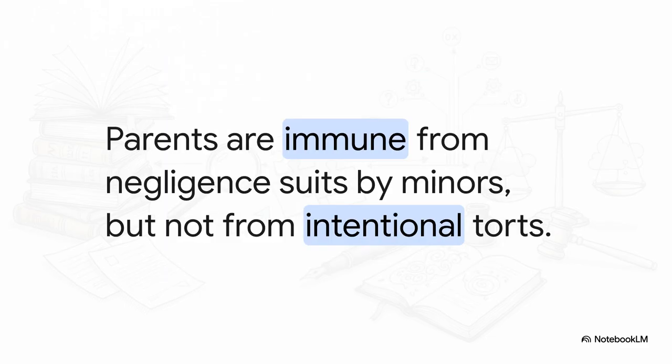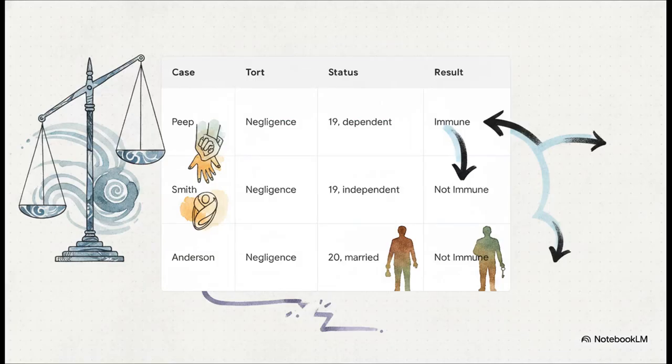From that first batch of cases, we can extract an initial synthesized rule, isolating negligence and minority status as the key variables for immunity. We see that a parent is immune from a negligence suit by a minor, but parents are not immune from intentional tort suits, regardless of age. Simple enough, right? But the law rarely stays that simple.